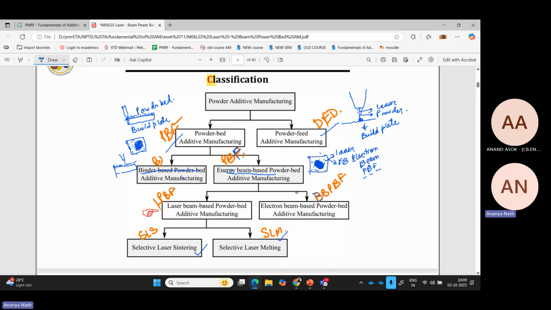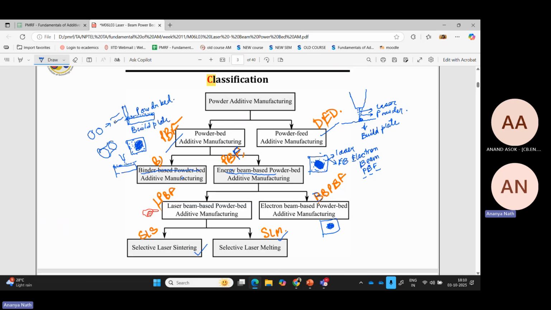Then SLS and SLM. So SLS means the process is the same. In SLS, it's sintering mainly at the region of interest. The powders will get fused together. Like if these are the two powder particles I have, they will get fused together because of the pressure and the heat, but they will not get melted.